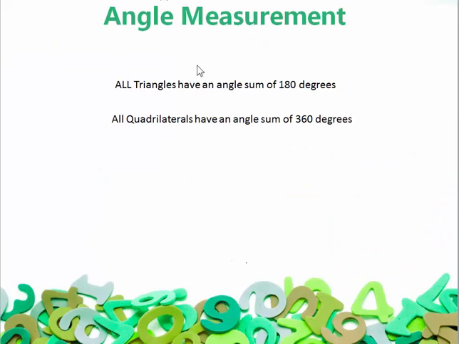Angle measurement. You need to note that all triangles have an angle sum of 180 degrees. That means when you add the three angles together, they will equal 180 degrees. And all quadrilaterals have an angle sum of 360 degrees. So in that case, when you add the four angles together, they will total 360 degrees.